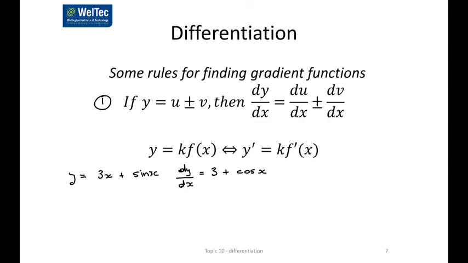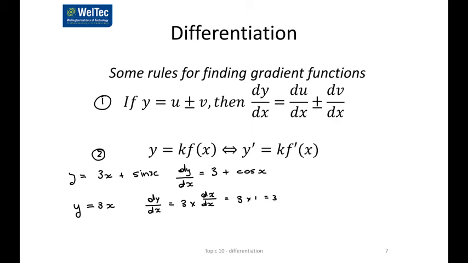And the same works for subtraction, and the same works if we've got more than two functions as well. The second rule says that if we've got y equals 3x, then the derivative is equal to 3 times the derivative, in this case, of x. And the derivative of x, if we look it up on our list, is 1, so our answer is 3 times 1, which is 3.